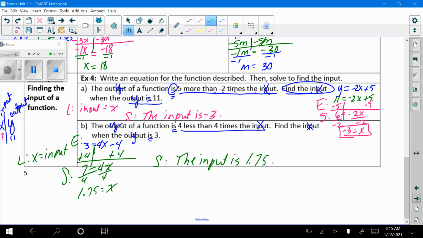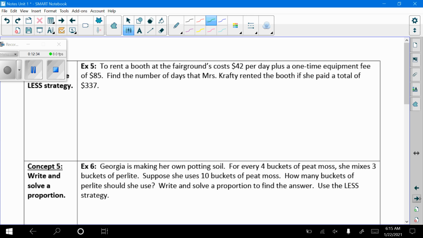All right. The next one, example 5, we're going to rent a booth at the fairgrounds, $42 a day plus one-time equipment fee of $85. Find the number of days that Miss Crafty rented the booth that she's paid a total of $337. So, well, Miss Crafty, here we go. To rent the booth at the fairground, it costs this much per day plus a one-time fee of $85.